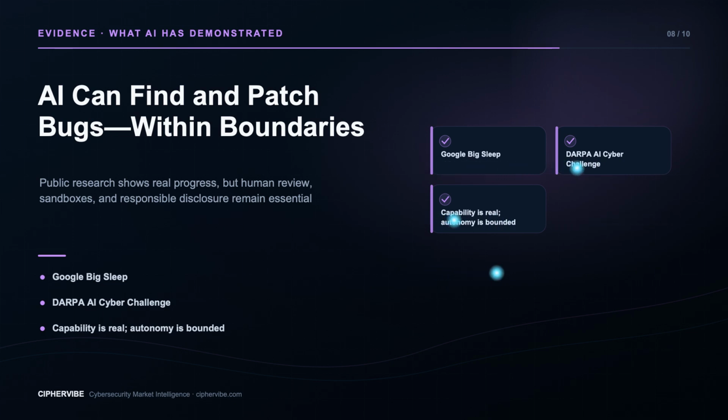DARPA's AI Cyber Challenge asked cyber reasoning systems to find and patch vulnerabilities in open-source software. DARPA reported that finalist systems significantly advanced automated discovery and quality patching, and the competition used controlled infrastructure, scoring, and responsible disclosure. These examples demonstrate different jobs.